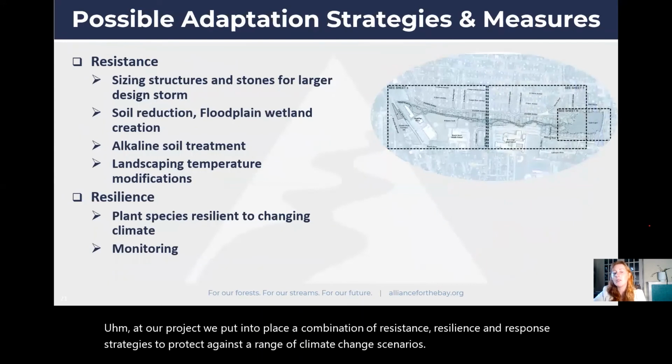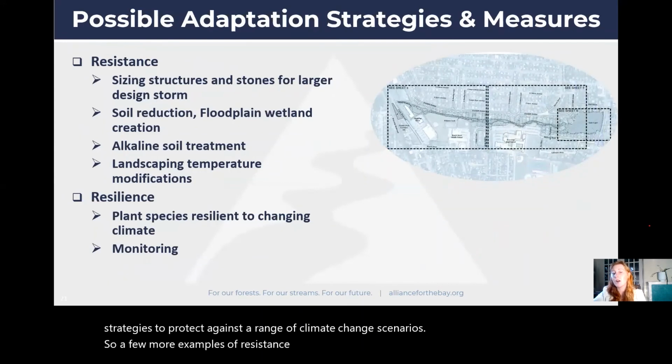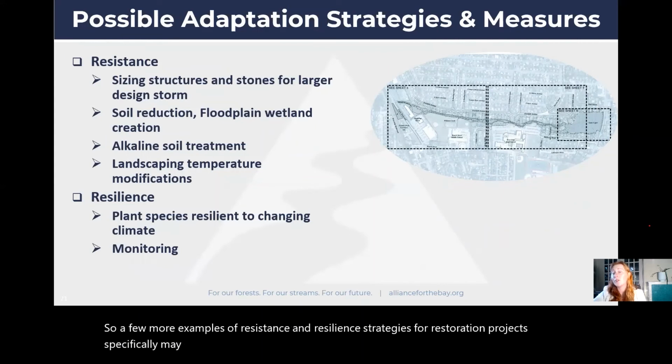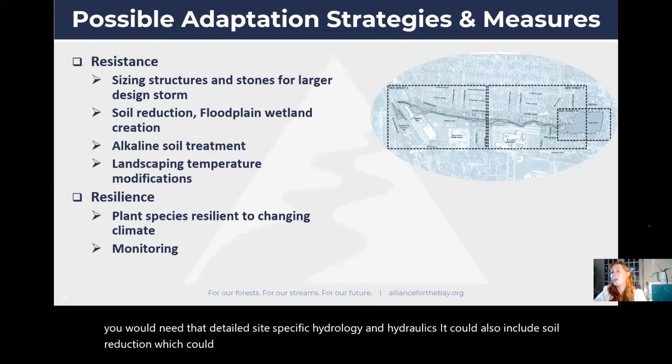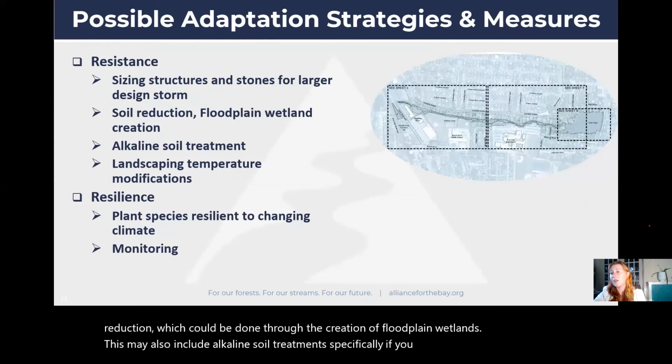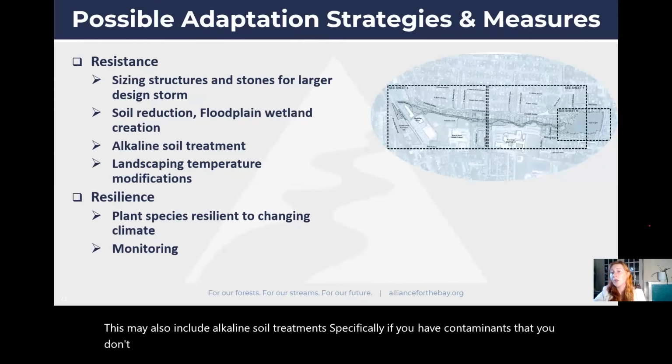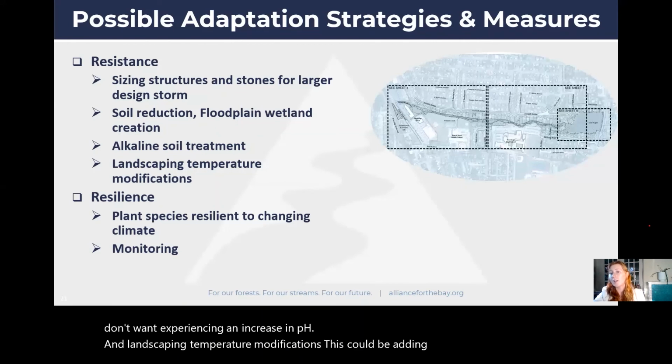So a few more examples of resistance and resilience strategies for restoration projects specifically may include sizing structures and stones for larger design storms. For this, you would need that detailed site-specific hydrology and hydraulics. It could also include soil reduction, which could be done through the creation of floodplain wetlands. This may also include alkaline soil treatments, specifically if you have contaminants that you don't want experiencing an increase in pH. And landscaping temperature modifications. This could be adding more tree canopy to your site.